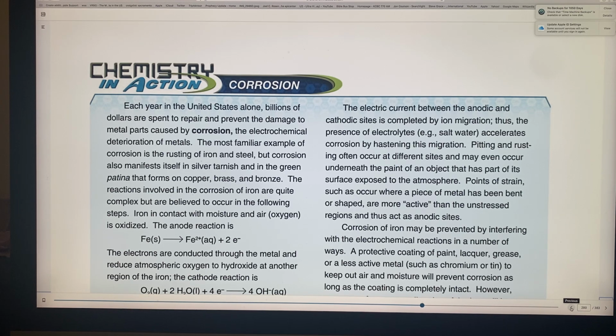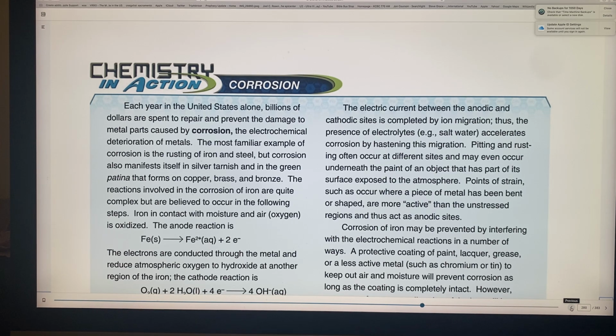The most familiar example we have is in the rusting of iron and steel. But corrosion also manifests in other ways, like silver tarnishes, and a green patina develops on copper, brass, and bronze. And these are all corrosion. So the reactions involved in corrosion of iron are quite complex, but they're believed to occur in the following steps, okay? They're going over the steps of corrosion here.